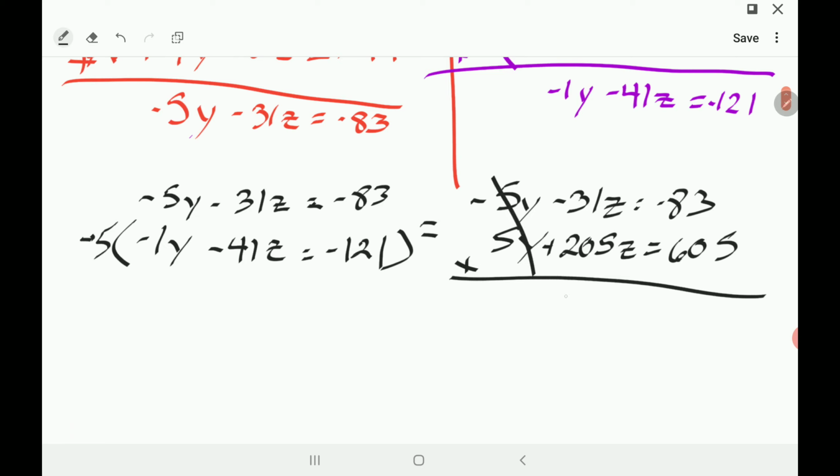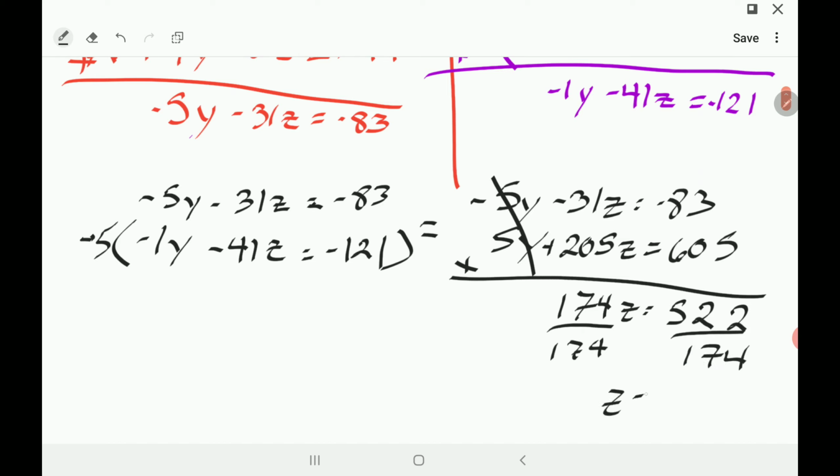So this reduces to 74z equals 2, that's a 2, 522. And if I multiply this by 3, guess what I get? Or divide by 174. I get z is equal to 3. Told you it'd work out.